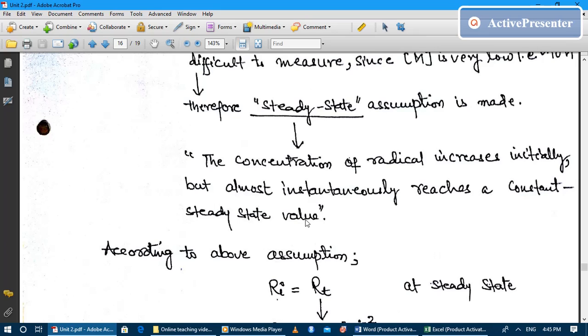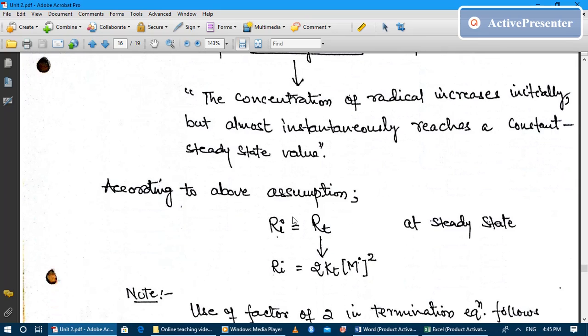According to the above assumption, Ri is equal to Rt. That means the rate of initiation is equal to the rate of termination. So steady state will be achieved only when the rate of free radicals initiated is equal to the rate of free radicals terminated.